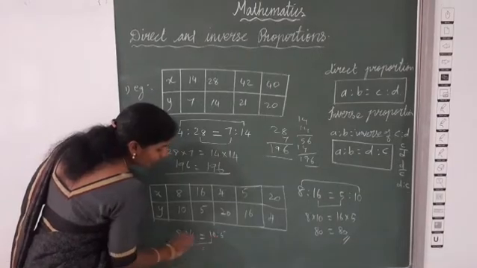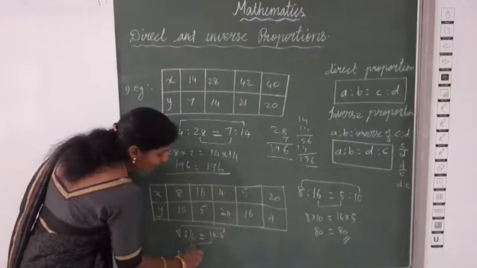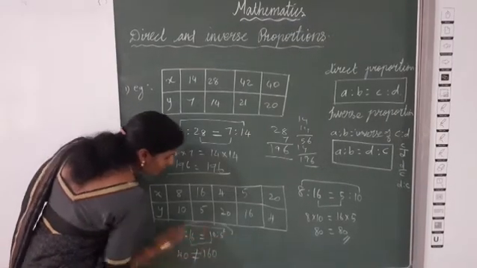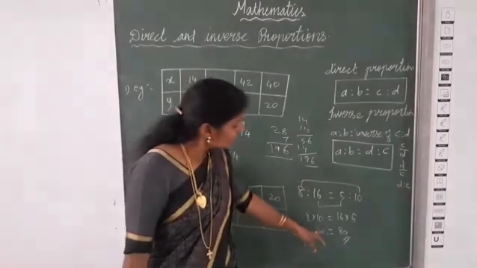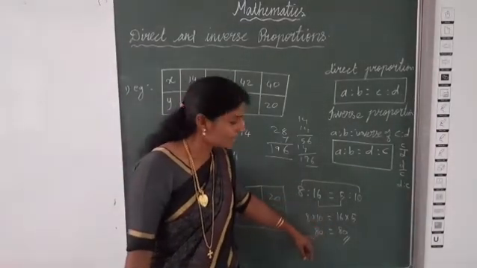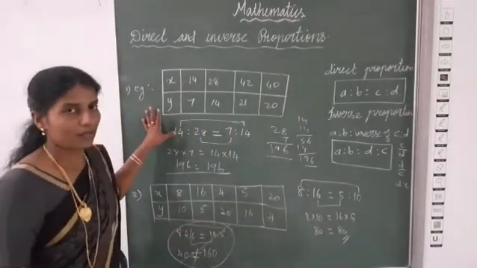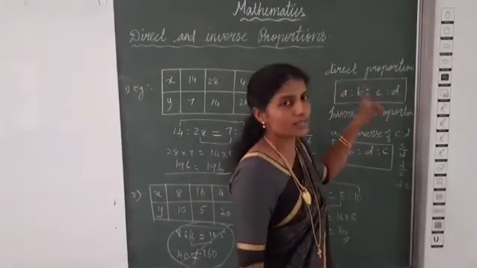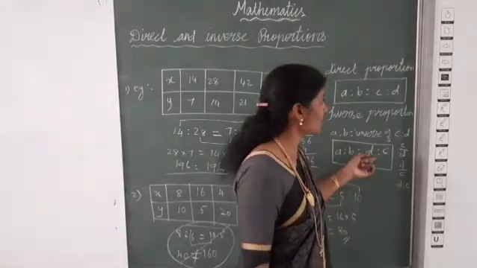We multiply these two. 8 fives are 40, equal to 16 into 10, 160. That is not equal, so this is not a direct proportion. For inverse proportion the products are equal, so we can say this is inverse proportion. Don't forget these two formulas. Direct proportion means A is to B is equal to C is to D. Inverse proportion means A is to B is equal to D is to C.